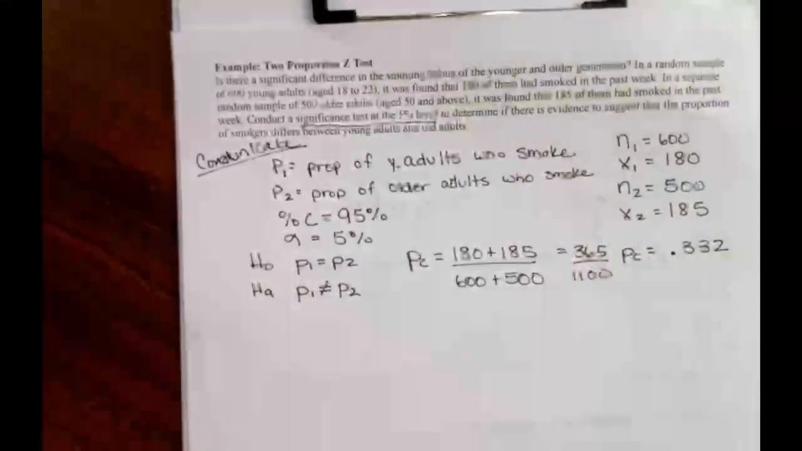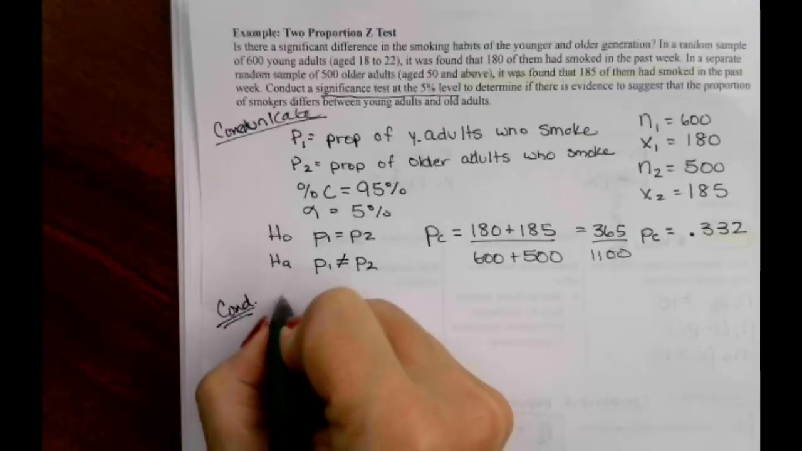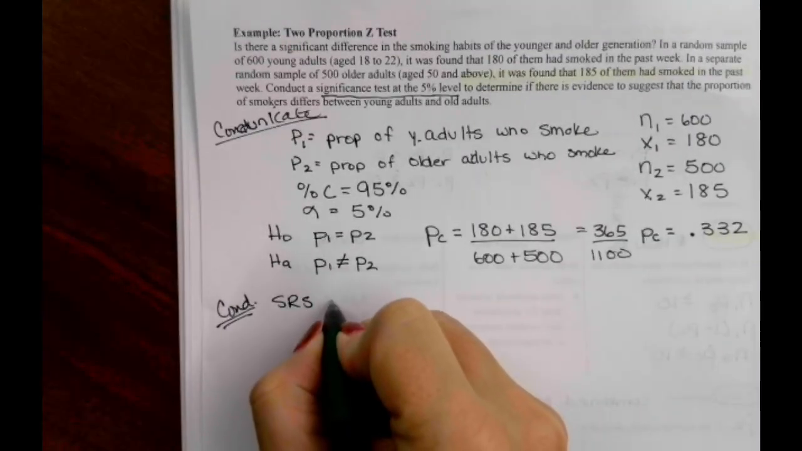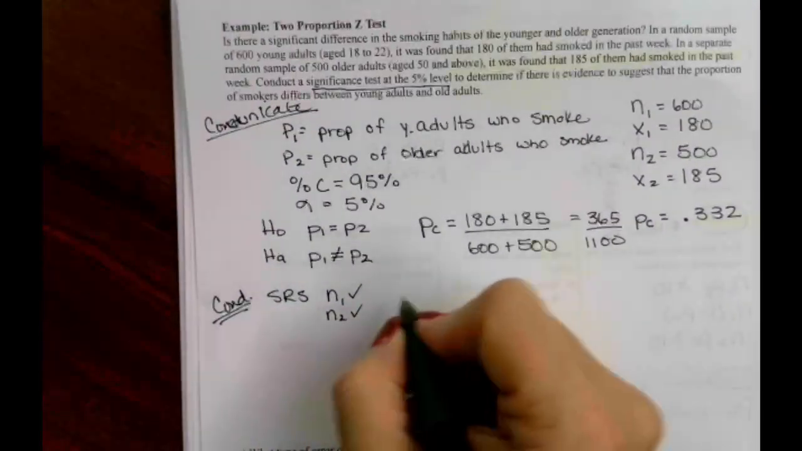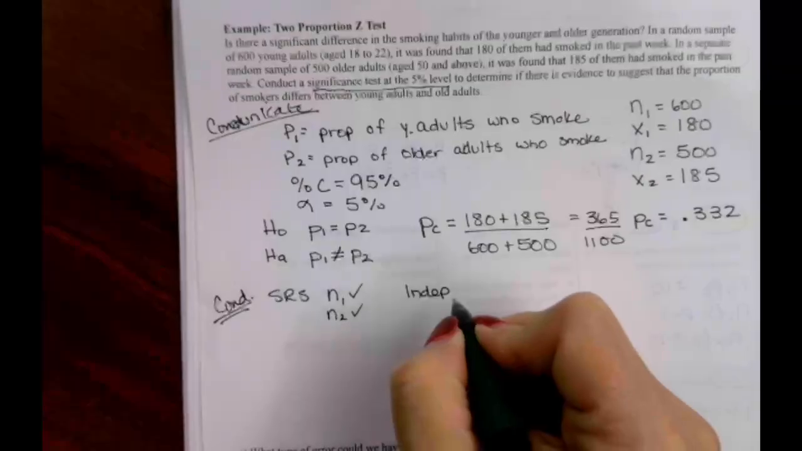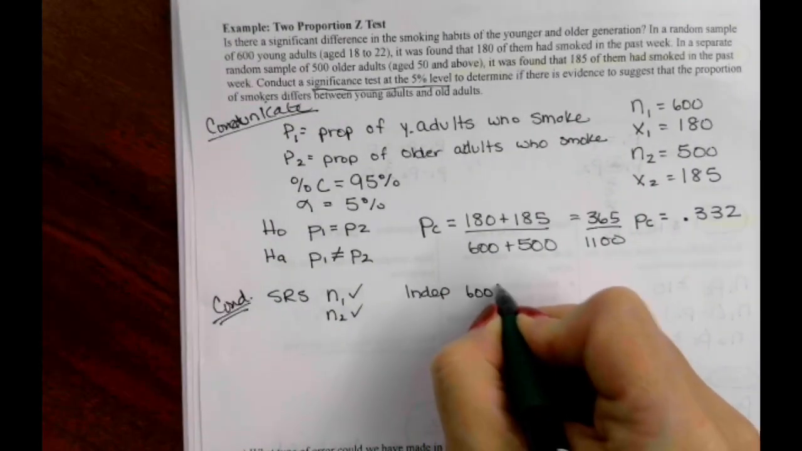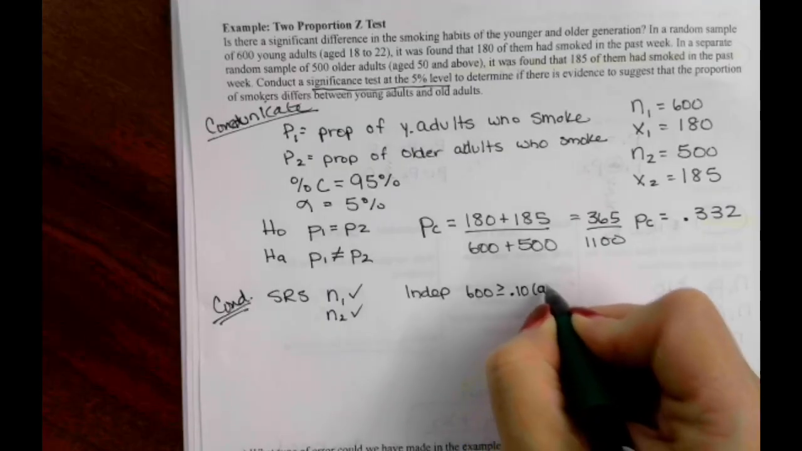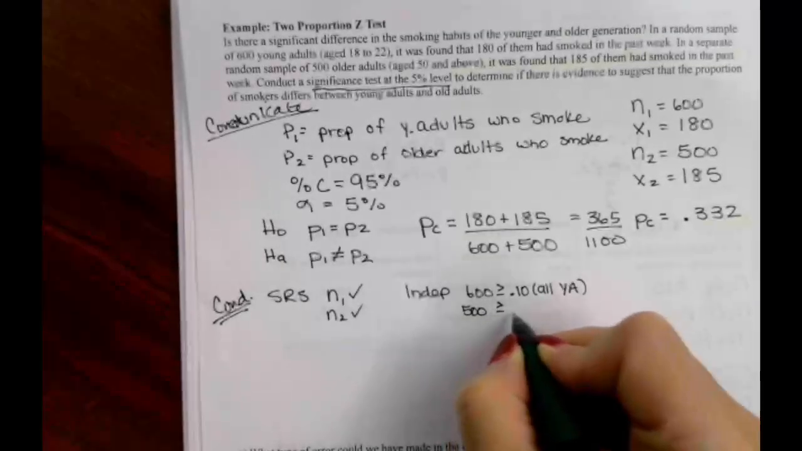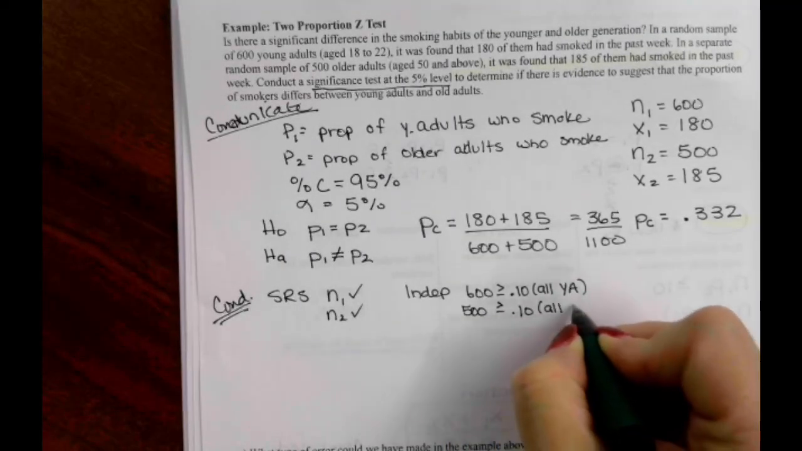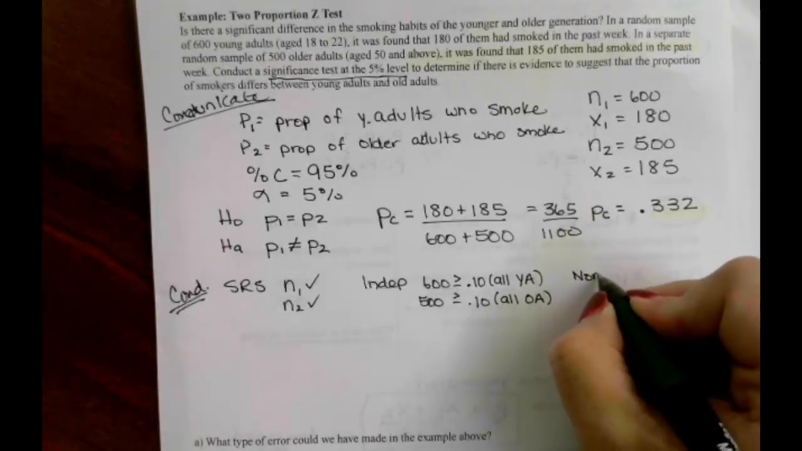Okay. Let me go in here and do my conditions. I don't know if I'm going to have enough room on this. So conditions, it tells me I have an SRS of sample 1 and I have an SRS of sample 2. I read that up there. All right, so I'm going to check my independence. With my independence, my first sample was 600, and that's greater than or equal to 10 times all young adults. And then my other sample is 500, and that's obviously less than a tenth of all older adults.